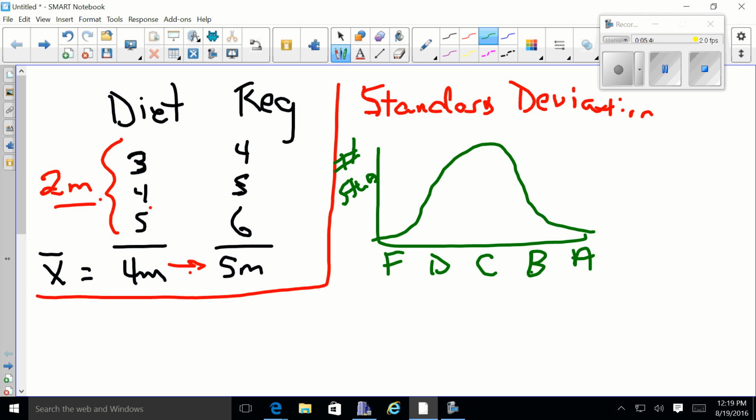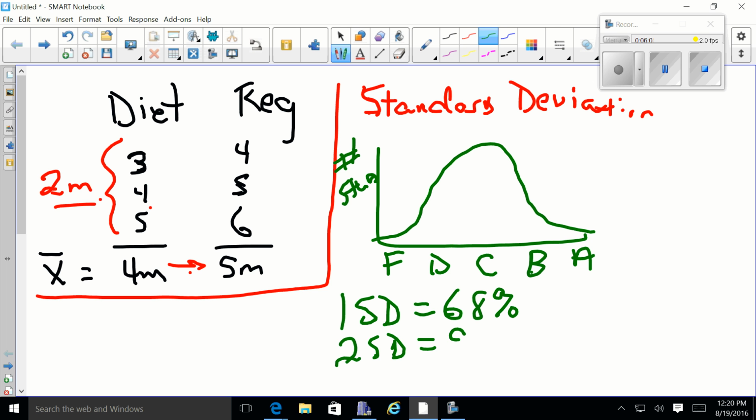Okay? Now, what a standard deviation says is this. One standard deviation represents 68% of your data. Why? I don't know. I'm a physics teacher. Okay? Two standard deviations represents what 95% of your data is doing.